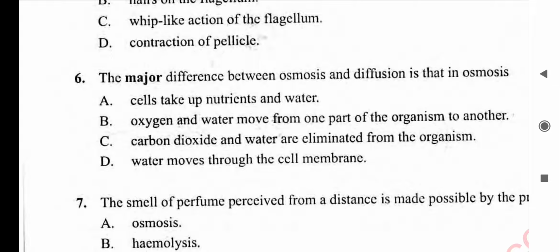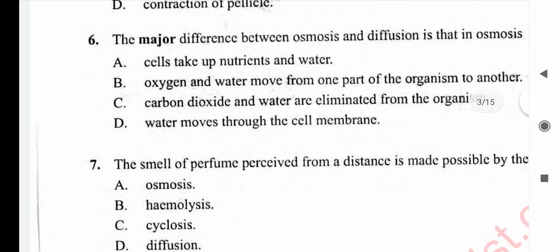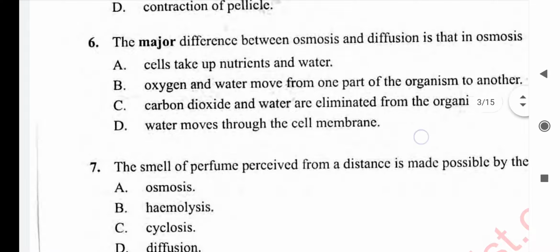The major difference between osmosis and diffusion is that in osmosis, A. Cells take up nutrients and water. B. Oxygen and water moves from one part of the organism to another. C. Carbon dioxide and water are eliminated from the organism. D. Water moves through the cell membrane.